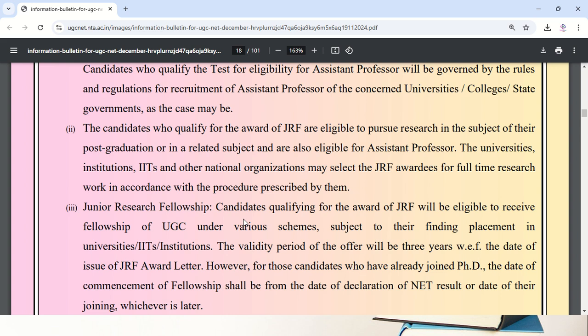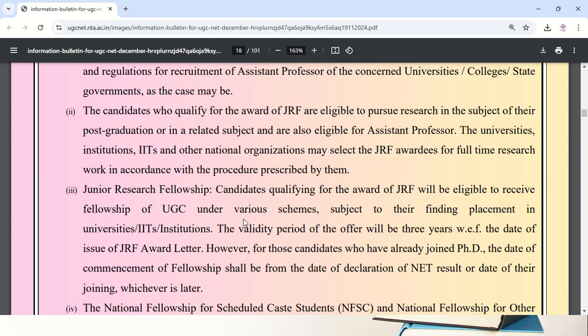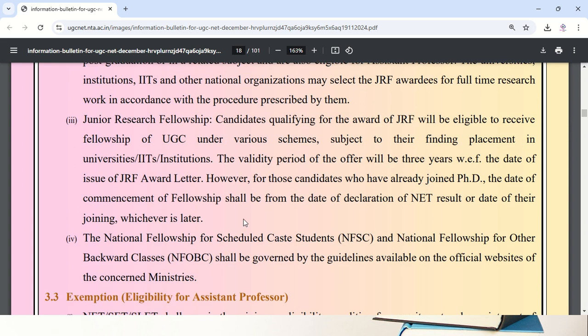Okay, for those candidates who have already joined PhD, the date of commencement of the fellowship shall be from the date of declaration of the NET result. That is also what they are telling, because say, for example, I joined last year, but I have written the examination for 2025. I joined the PhD in 2024, but I will get the fellowship from 2025 onwards, when I receive the JRF. I will not get it for the 1 year already completed; they will not provide that. Okay, because you cleared the examination in 2025, only from that date onwards will you get it.